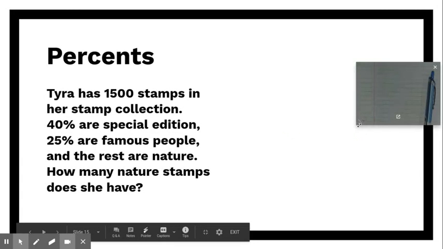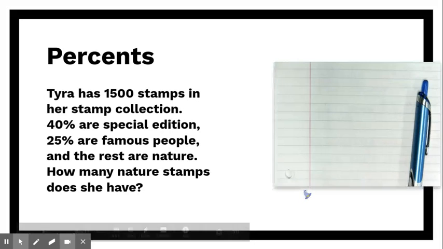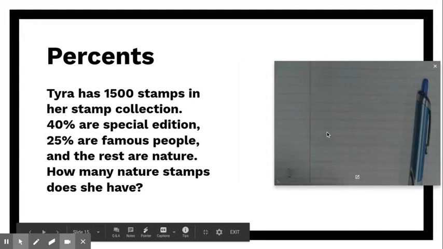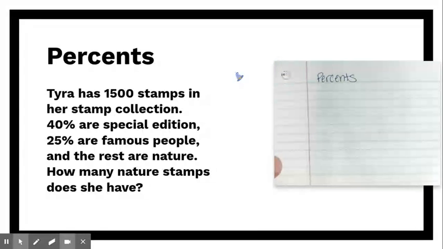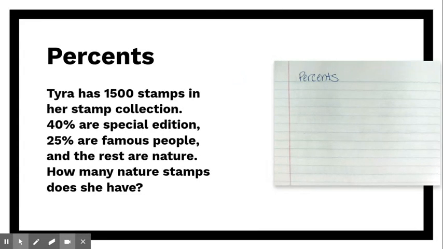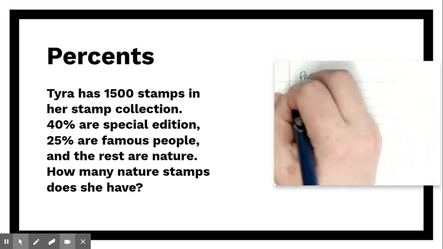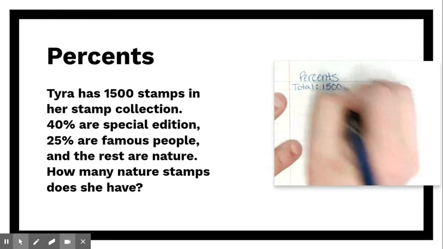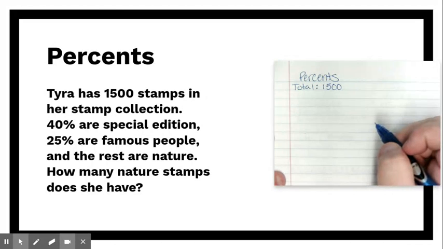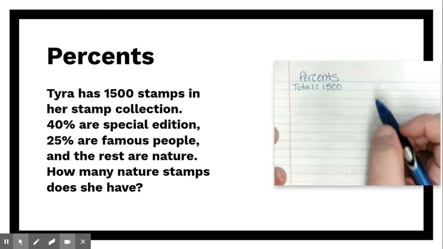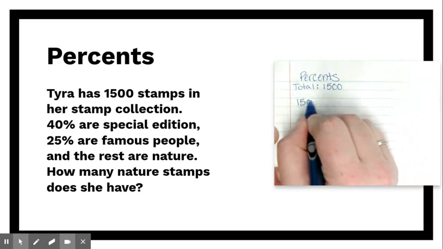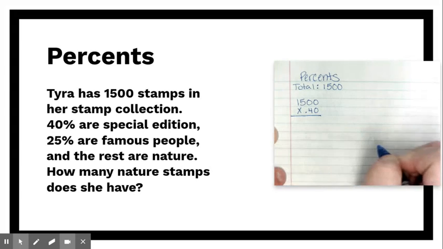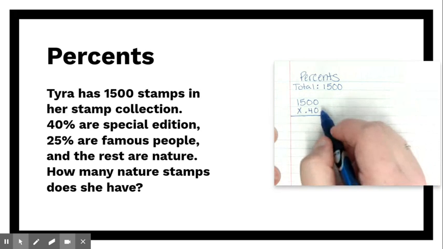Okay, so let's look at this one. Tyra has 1,500 stamps in her collection. So if she has 1,500 stamps in her collection, that's her total. So my total is 1,500 right now. Okay, 40% are special edition. So if we have 40% special edition, we're going to multiply that by 0.40 to find out what my total is for special edition.